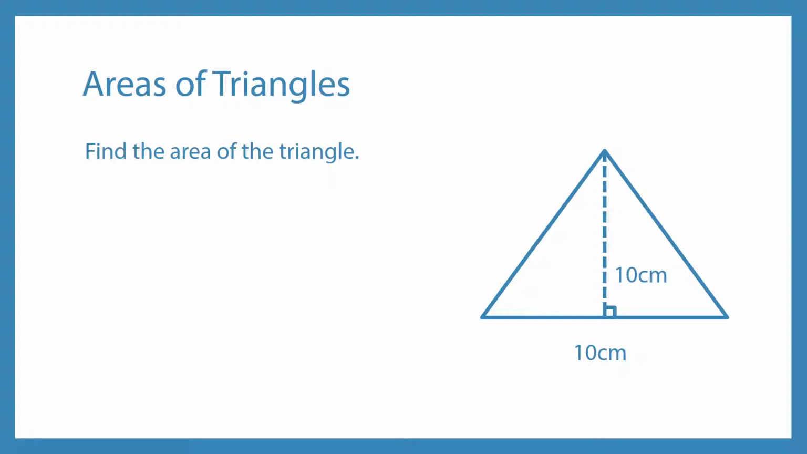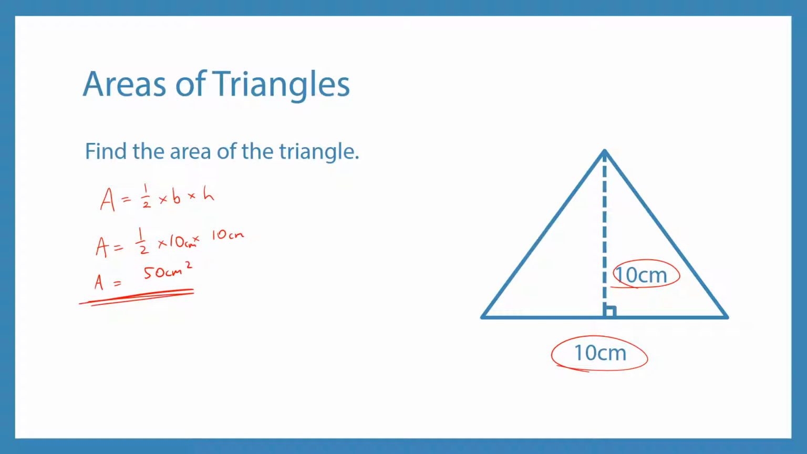Okay, so we'll begin with an example. We need to find the area of this triangle. So we use our formula. Area equals half base times perpendicular height. And we know that our base here is the bottom, perpendicular height is this one. So we go half times 10 times 10, which is going to give us 50 centimeters squared. We should have centimeters in here too. So the area of the triangle is 50 square centimeters.